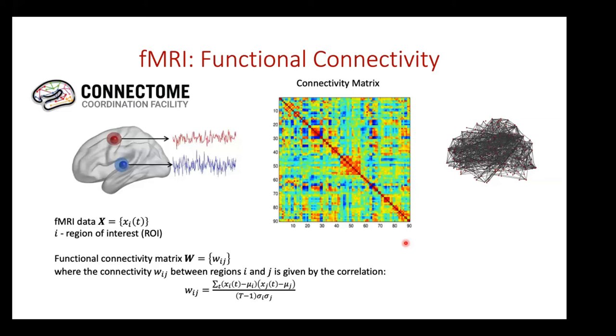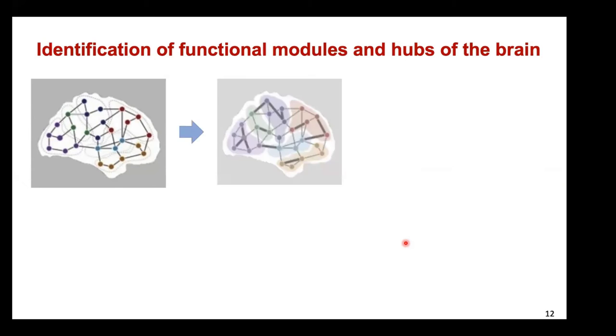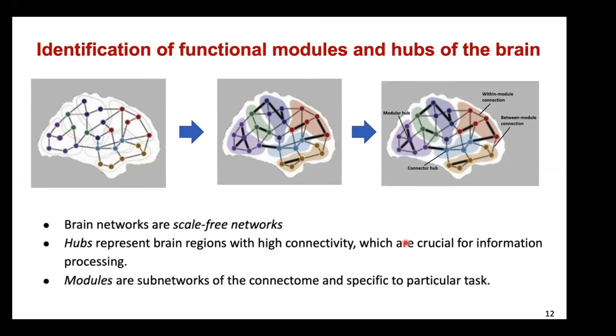So we analyze this connectome and try to make inferences about the brain function. Sukrit's first work is about detecting functional modules and hubs. The brain networks are scale-free networks, because most natural networks are scale-free. If you look at a power grid network, a population grid, a social network or a molecular network, most of these networks are scale-free. Scale-free networks means networks whose nodal degree, the number of connections at the nodes, follows a power law distribution.